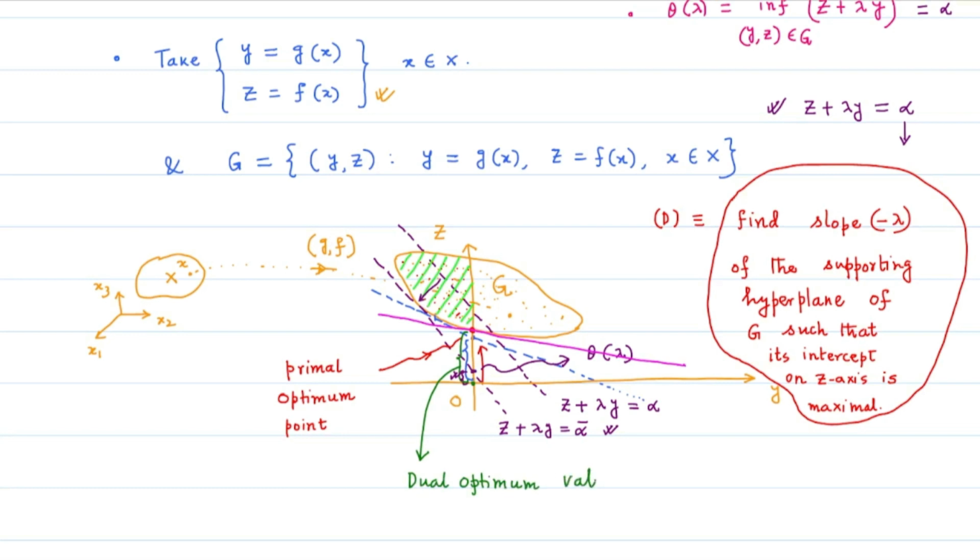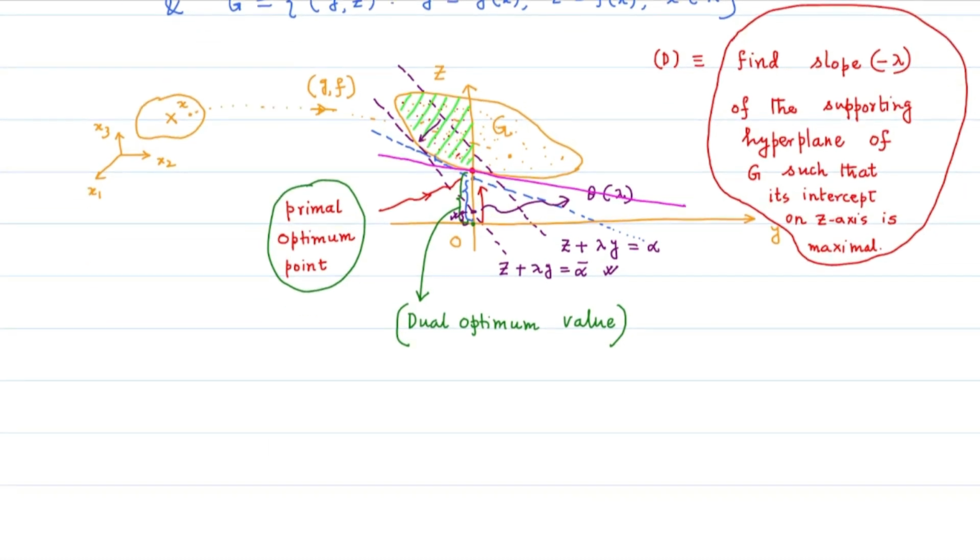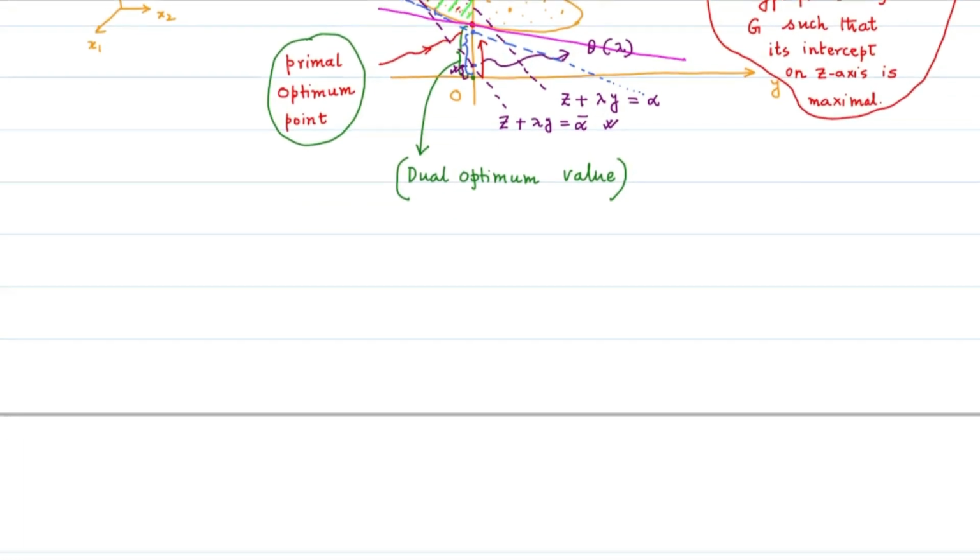dual optimum value. We see that for the primal optimum point, the value of z, and for the dual optimum value, the value of the z-intercept, they are identical for this particular figure that I have drawn for the set capital G. But this might not always be the case, that the primal optimum value is identical to the dual optimum value. For instance, let's suppose if I go for taking out the region for this capital G as a set, let's suppose, of the following type.